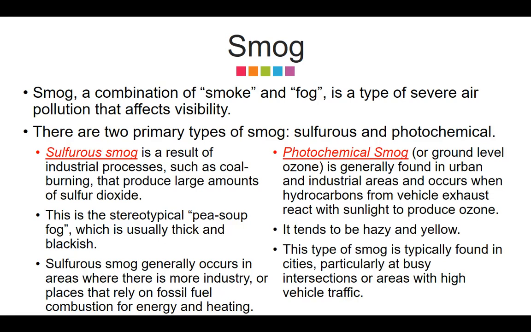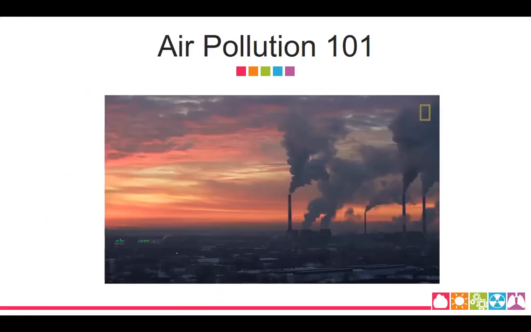Photochemical smog, or ground level ozone, is generally found in urban areas and industrial areas and occurs when hydrocarbons from vehicle exhaust react with sunlight to produce ozone. It tends to be a little more hazy, a little more yellow. This is the type of smog typically found in cities, particularly busy intersections and areas with high vehicle traffic. To learn more about these two types of smog and air pollution in general, please go ahead and watch Air Pollution 101 from National Geographic.